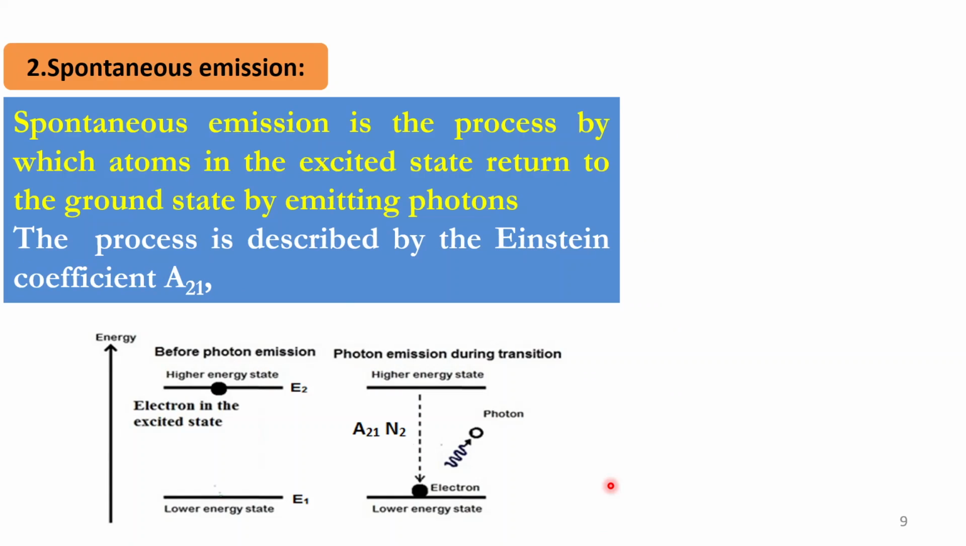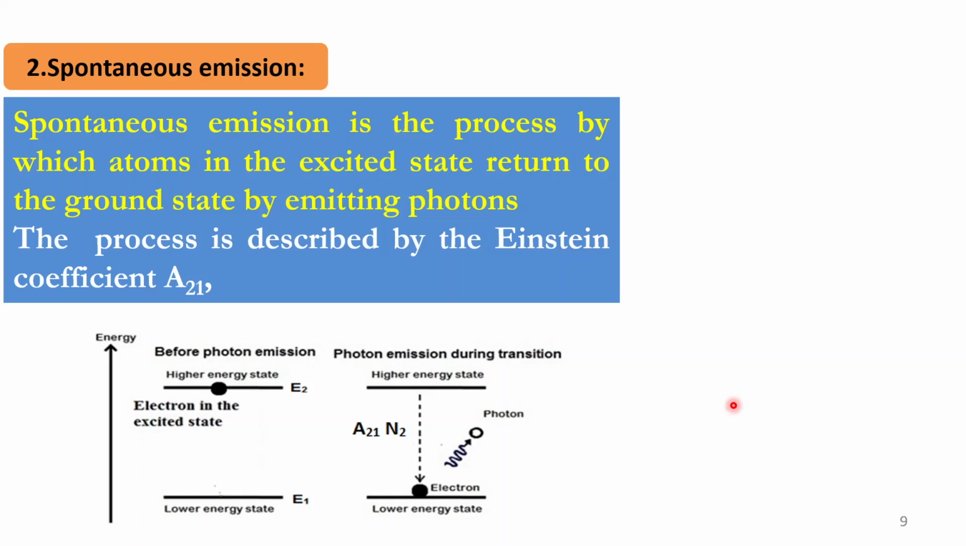The second process is the spontaneous emission. Now we have seen that the spontaneous emission is the process by which the atoms in the excited state return to the ground state by emitting the photons.